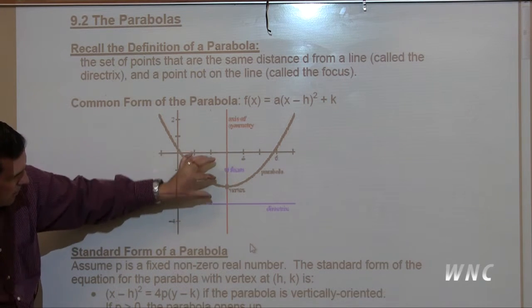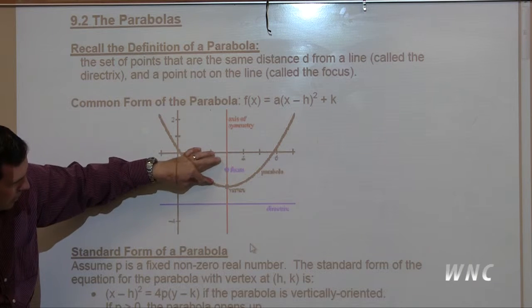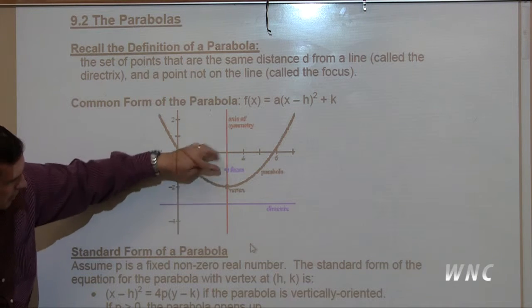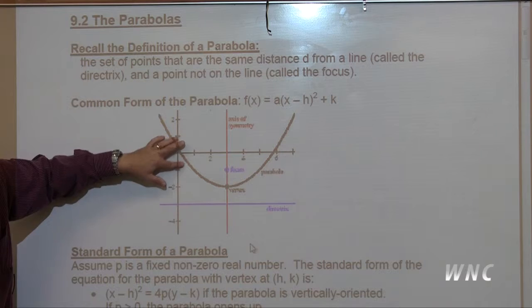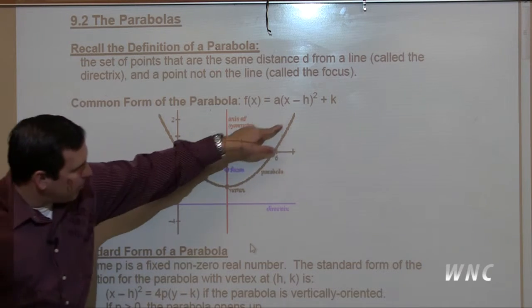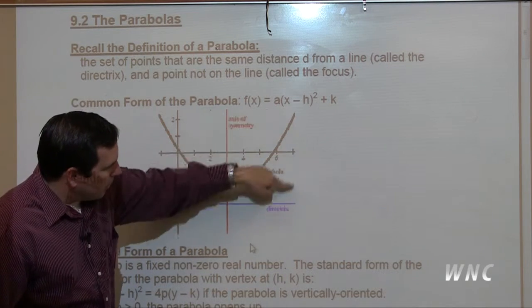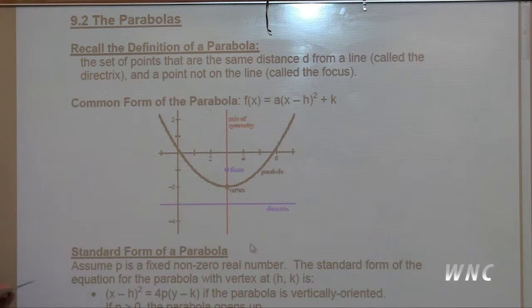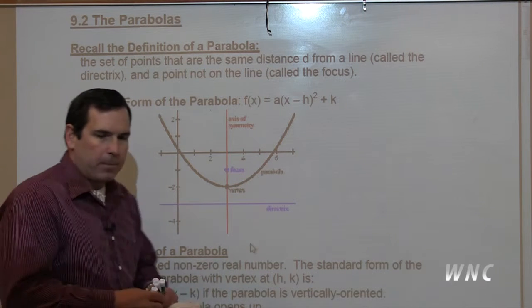So this distance from here to that point will be the same distance from that point to this line. From here to this point, same distance from this point to this line. From here to that point, same distance from that point to that line. That is a parabola. Now parabolas have a really cool property.